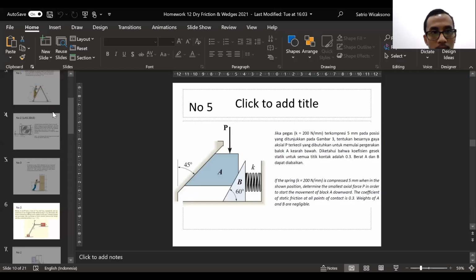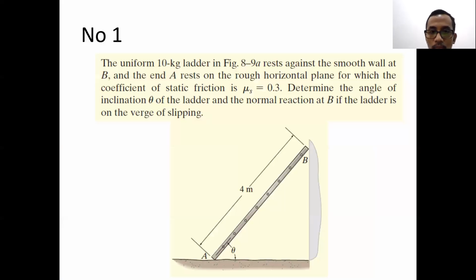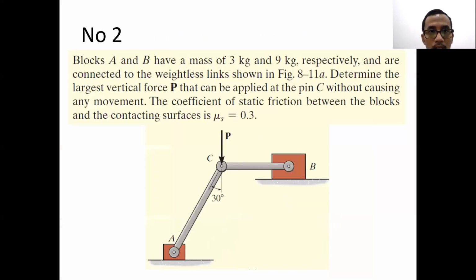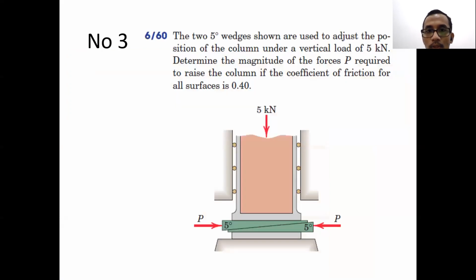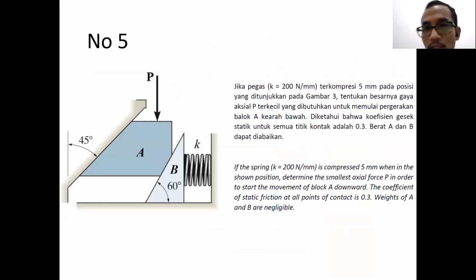Wait, let me share for the homework. Yeah, this is your homework. Okay, so there are two problems of dry friction. This is the first problem of dry friction, this is your homework number one. Then another problem of dry friction, this is number 2. And number 3, 4, and 5 are about the wedge.